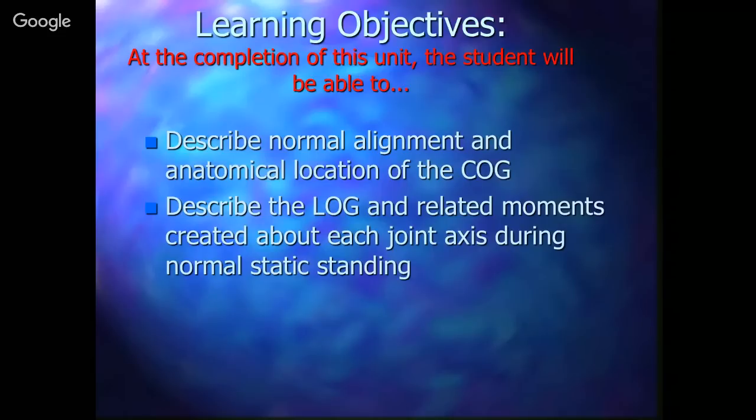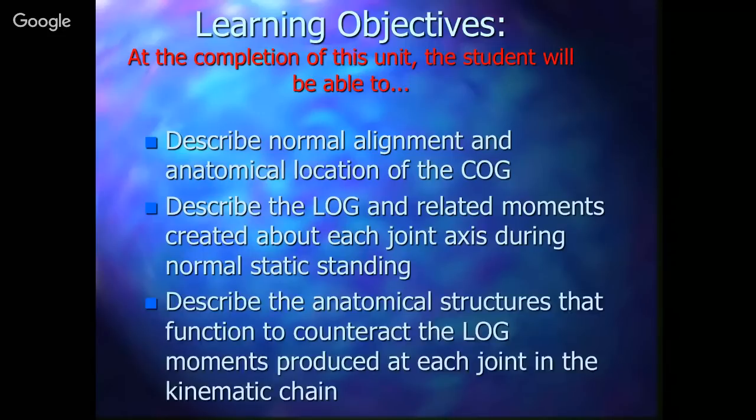So you're asked to be able to describe where the line of gravity is and thus its related moment created about each axis during normal static standing. Describe the anatomical structures that function to counteract the line of gravity potential torque or moment produced at each joint through the kinematic chain. And in particular, we're looking at the ankle, the knee, the hip, and the spine.